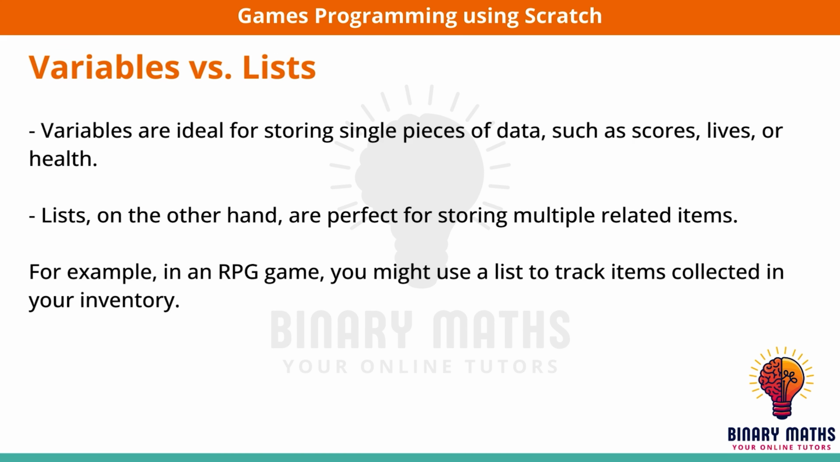Now, you might already know about variables in Scratch. Variables are great for storing single pieces of information, like your score, how many lives you have, or your health bar. But what if you want to store a bunch of related items? For example, in an RPG game, you might want to keep track of all the items you've collected in your bag. That's where lists come in. Lists are like supercharged variables. They can hold multiple values at once. So instead of having separate variables for each item, you can store them all in one list. Sounds cool, right?